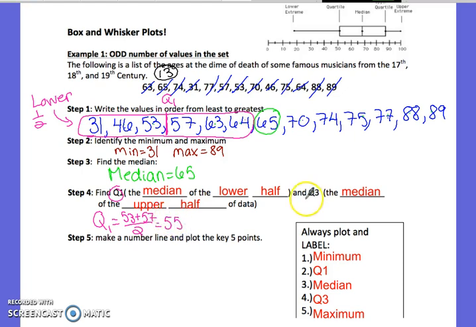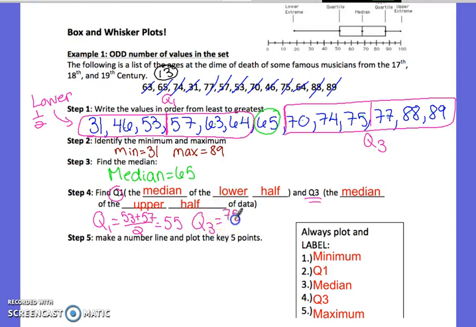To find Q3, it is the median of the upper half. So my upper half is above the median. Again, there's 1, 2, 3, 4, 5, 6 values. So Q3 is going to be right there. To find Q3, I would have to do 75 plus 77 divided by 2, which is going to give me 76. You need to make a number line and plot the 5 key points.